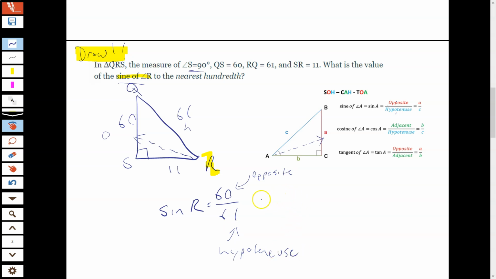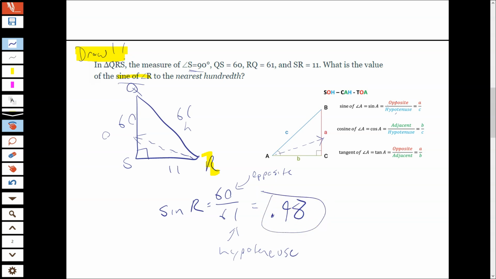So all I'm doing is writing down the correct sides in a ratio based on the model that I gave you. And it may take some practice to see it correctly every single time. You need to be drawing them in order to figure these out. Okay, so 60 over 61, it says to the nearest hundredth, that's 2 decimal places. So I'm going to put that in my calculator and round it, and I get 0.98 is sine of r.